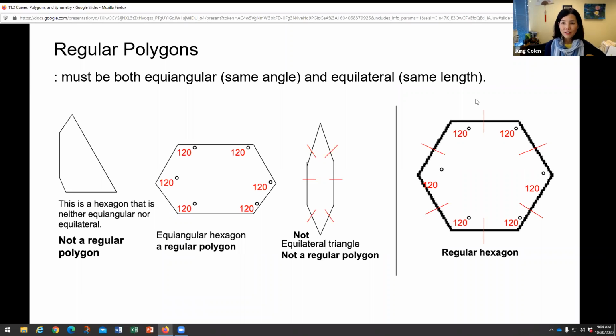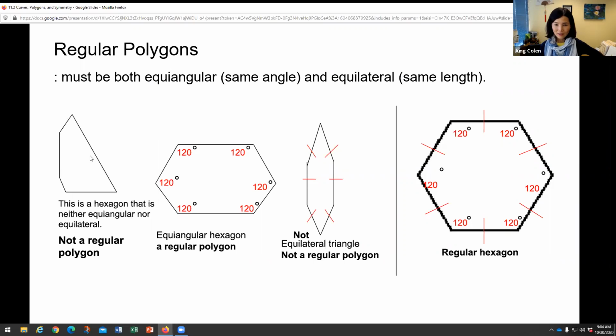Okay, regular polygons, we have talked about that earlier, right? Regular polygons have the same length of the edges. Also, they have the same measurement of the angles. So when they have the same length, it is equilateral. Equilateral means equal length. Equiangular means equal angle.